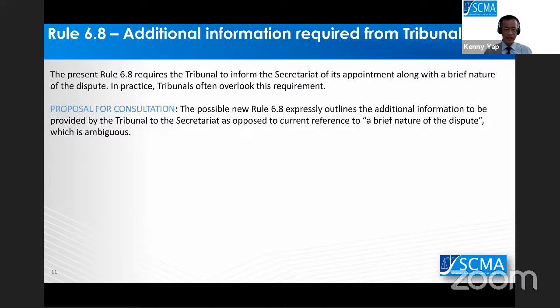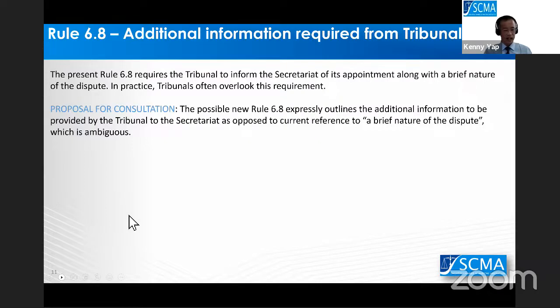Okay, the question here is whether this is enough. And the possible amendment is to expand this a little bit to cover not just a brief nature of the dispute, but also basic information such as nationality of the parties, name of counsel, quantum of claim and counterclaim, substantive law of the contract governing the dispute, and the seat of the arbitration. Now, the possible rule specifically excludes the names of the parties. So don't worry, the names of the parties will not be disclosed. Okay. So in short, the issue for consultation is whether we should just leave it as brief nature of the dispute or whether we should expand it a little bit to cover the additional information I just mentioned, but excluding the name of the parties.